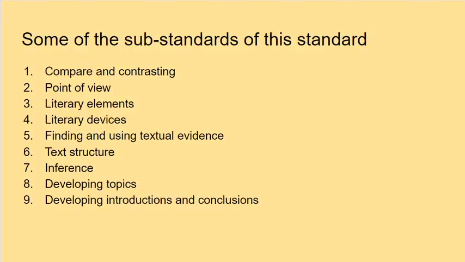Some of the substandards of this standard are stated here on this page. There are 9 substandards of Standard 3 for the Oklahoma Academic Standards. You're going to be talking about comparing and contrasting, point of view, literary elements, literary devices, finding and using textual evidence, text structure, inference, developing topics, and developing introductions and conclusions.